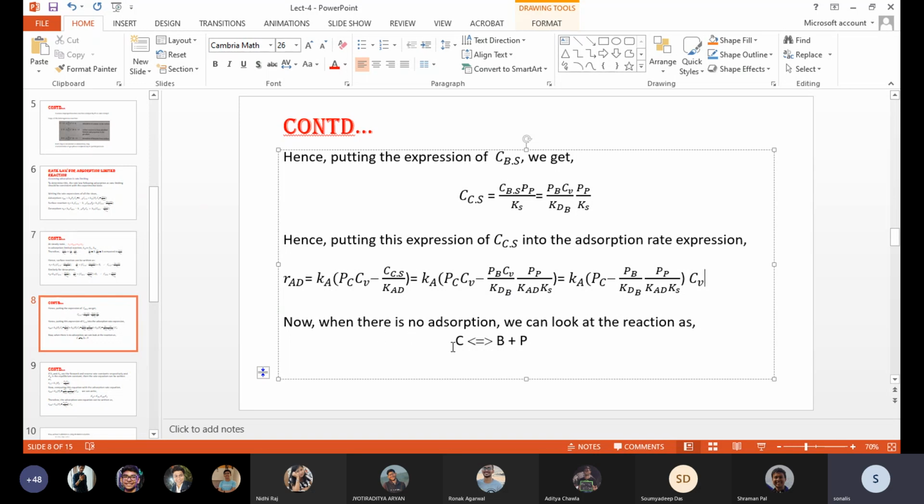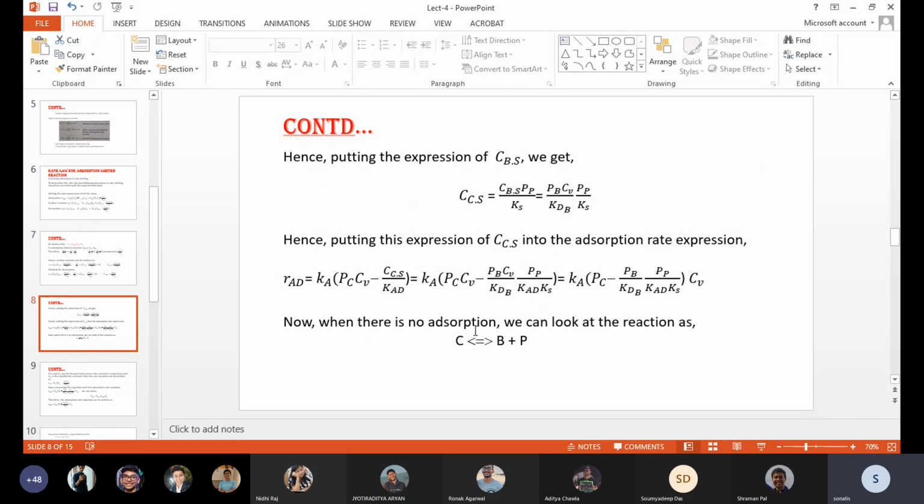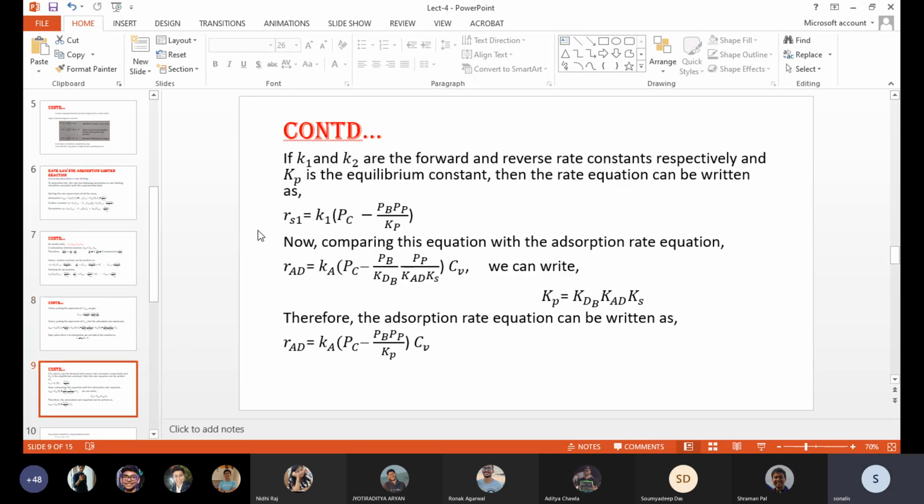And now let us consider that the same reaction, cumene to benzene plus propylene, say there is no adsorption. Only gaseous phase reaction is happening without any catalyst. When there is no catalyst, there is no adsorption. So yeah, the reaction will be the gaseous phase single only non-catalytic reaction, cumene to benzene plus propylene. If it is so, then we can write the rate expression as it is a reversible reaction, and K1 is the forward rate constant and K2 is the reverse rate constant.